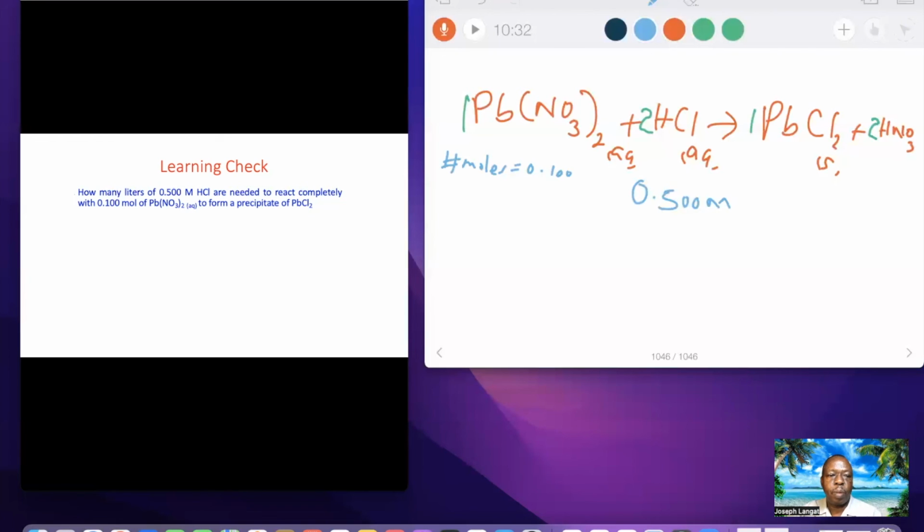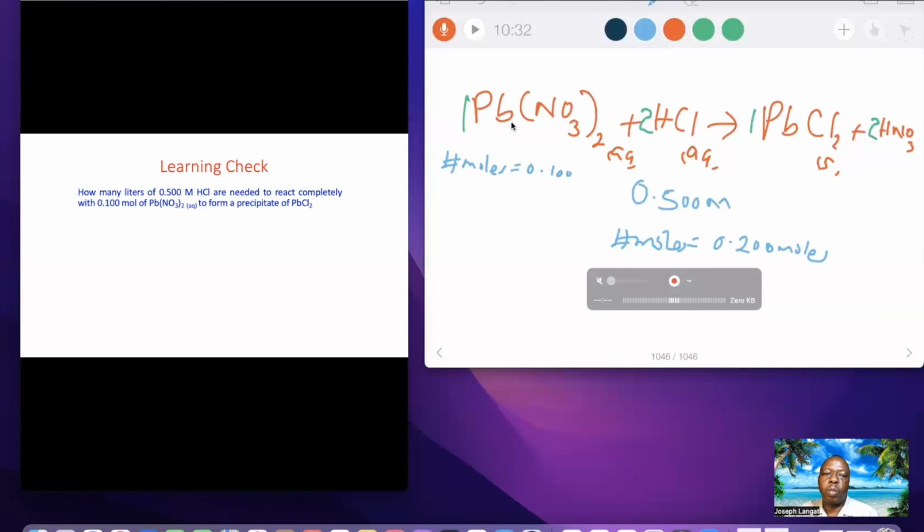That's all the information we are given. So if I want to use the mole ratio in the balanced equation here for everything I know for lead, I should know in terms of 1 to 2. So here the number of moles, 0.200 moles. You see that? We know the number of moles of lead(II).